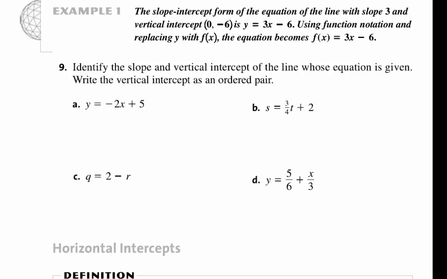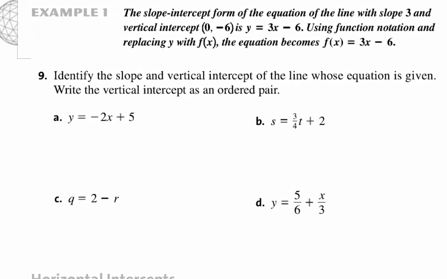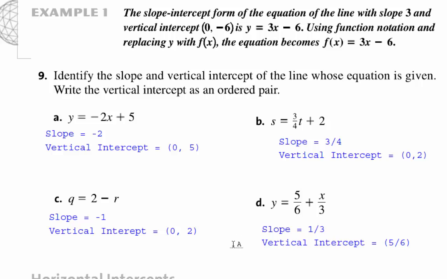Example 9 asks us to identify the slope and the vertical intercept of a line whose equation is given below. I'm going to pause for a moment while you write the answers, and then I'll write the answers in after you've had a moment to complete problems A through D. These are the correct answers for problem 9, A through D.